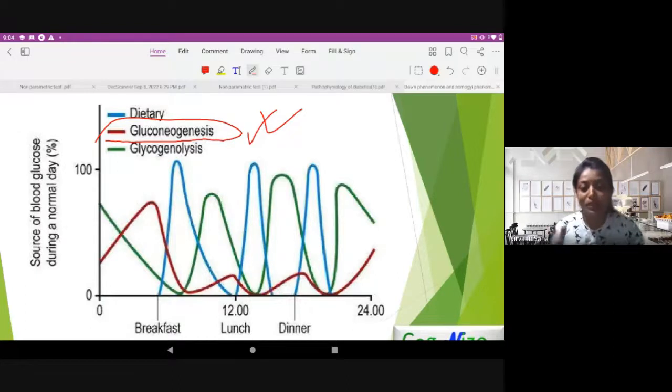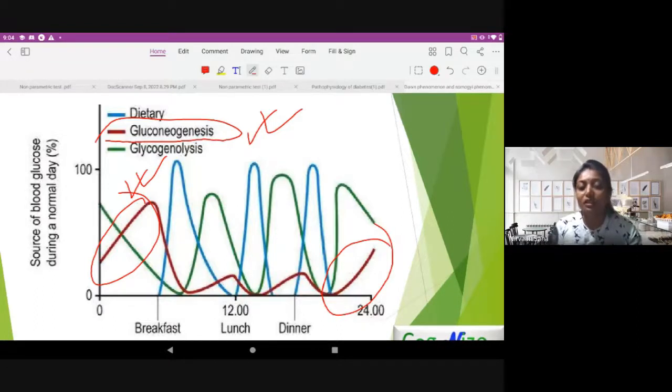Correct. So what you see here, let's see the glycogen values, the maroon color line. After dinner, you see the glycogen values are rising. And in the morning, what do you find? Before the breakfast, the glycogen is highest. Sorry, not the glycogen, the gluconeogenesis is highest. So what is the peak point of gluconeogenesis? In the early morning hours.